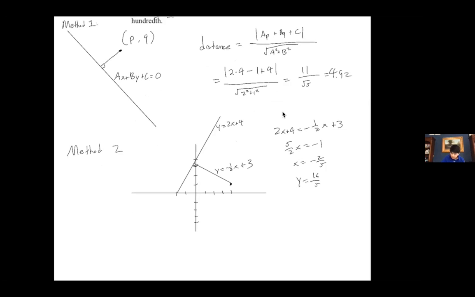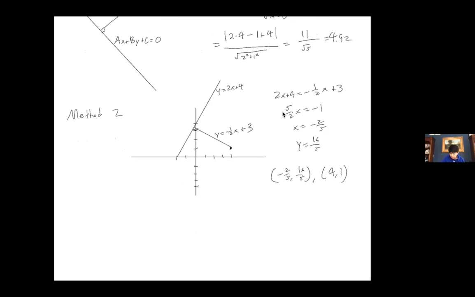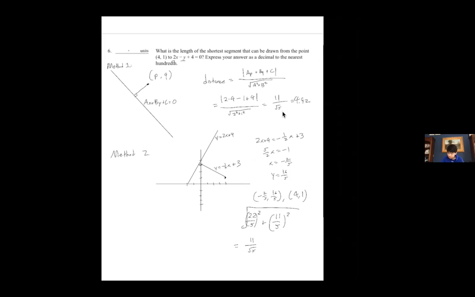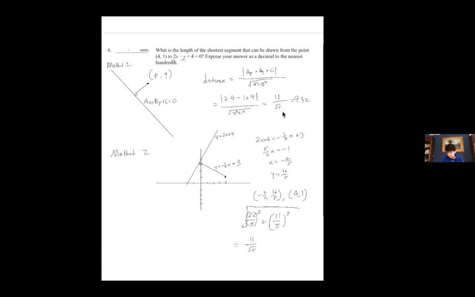Then you find the distance between (-2/5, 16/5) and (4, 1). So the distance is the square root of 22/5 squared plus 11/5 squared, which equals 11/5 times root 5. But that's a lot more work. It's not necessarily harder, honestly. But yes, you can do it either way.